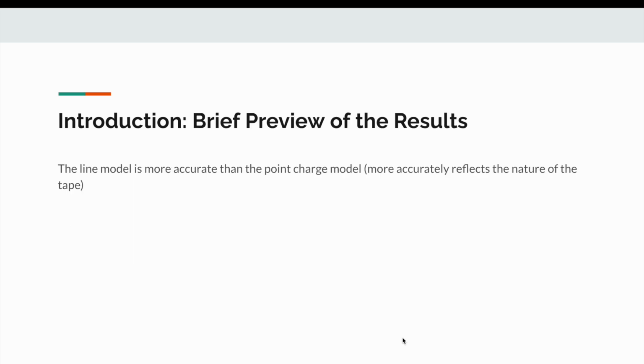While I'm still in the introduction, I wanted to provide a brief preview of the results. And this was that the line model, the one done in part 2, is going to be more accurate than the point charge model, the one done in part 1, because it more accurately reflects the nature of the charge within the tape.